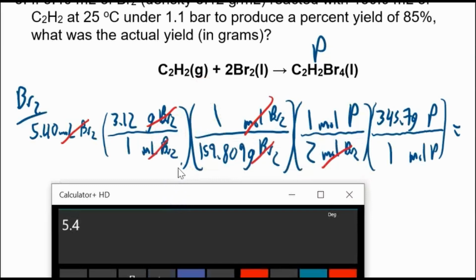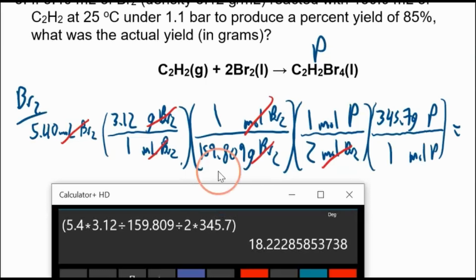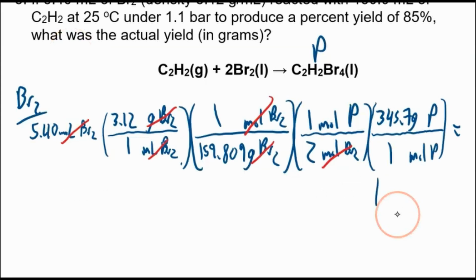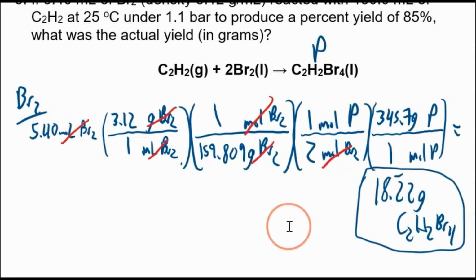So 5.40 times 3.12 grams divided by 159.809 grams divided by 2 times 345.7 and we get 18.22 grams. Does that make sense? 18.22 grams of our product, which is C2H2Br4, and 3 sig figs, so we have 3 sig figs here. So this is how much we would produce if the bromine reacted completely.